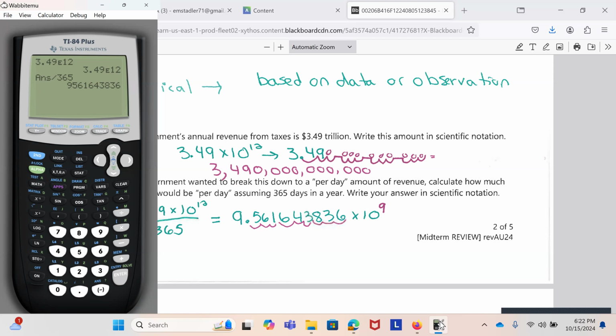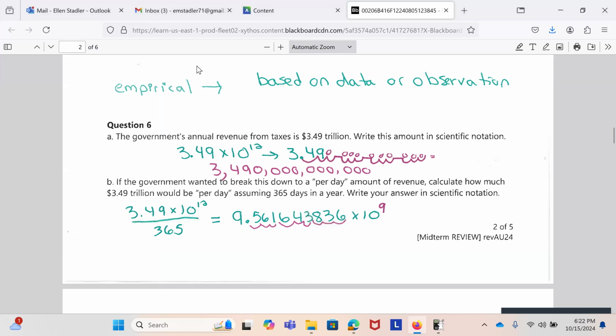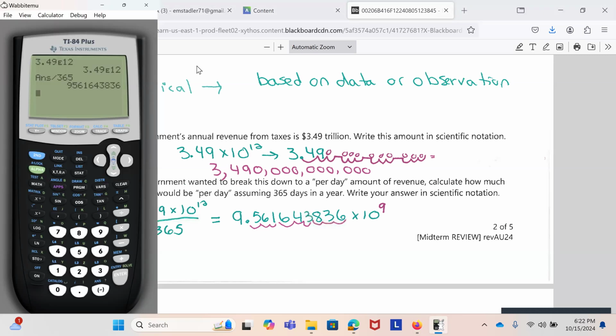Just to show you real quickly, I can't write on this one. If I hadn't gone far enough, if I had 95.6 whatever, that's not far enough because 95 is too big. I want a number between 1 and 10, but less than 10. If I go too far, I'm going to have 0.956. That's too small. That's smaller than 1. You always have to have one number to the left of the decimal point. And then once you determine where it is, you just count where it was to where you want it to be and how far you had to move.